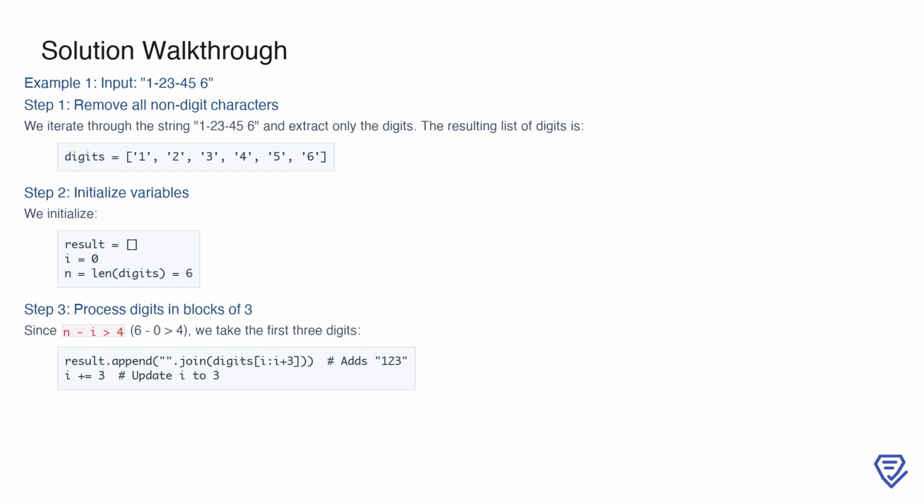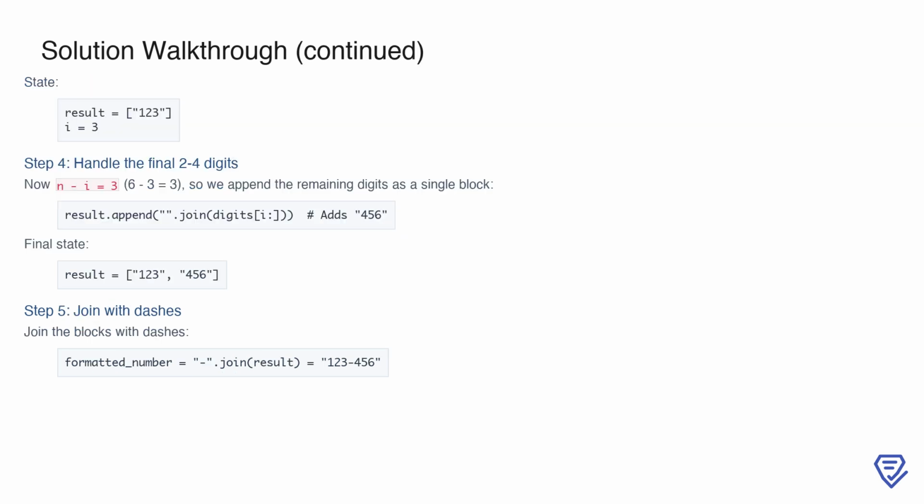Now, we process the digits in blocks of 3. Since there are more than 4 digits remaining, we take the first 3 digits, combine them into a string "123", and add it to the result list. The index i is then updated to 3, reflecting that we've processed the first 3 digits. At this point, our result list contains one block, 123, and the index i is 3.